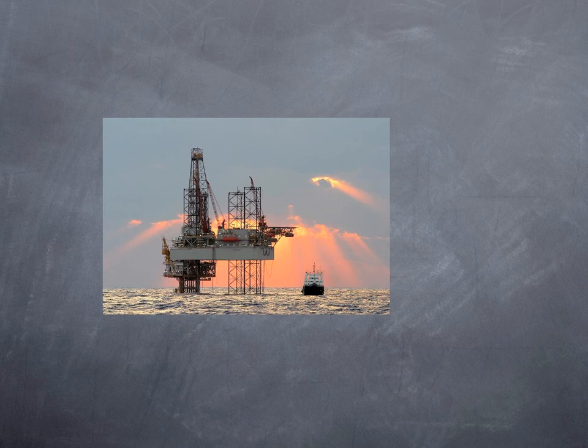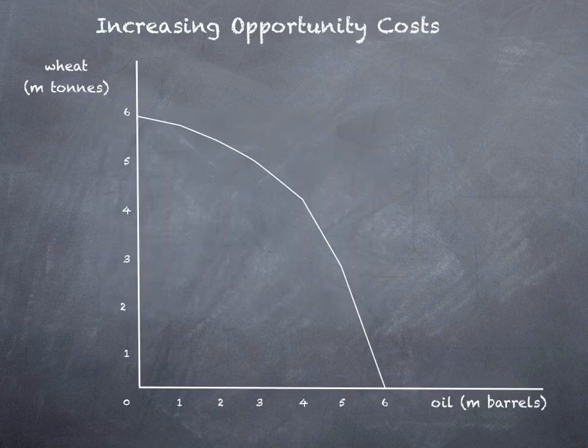If we want yet more oil, we have to look in some very difficult environments. The capital equipment such as these oil rigs is phenomenally expensive, and transporting the oil requires undersea pipelines. This then is why the PPF bows outwards, because the more and more of a good we want to produce, the more unsuitable the factors of production required become, and this is more and more expensive.